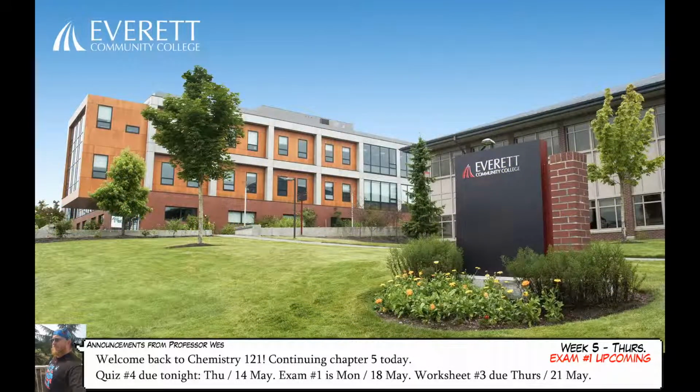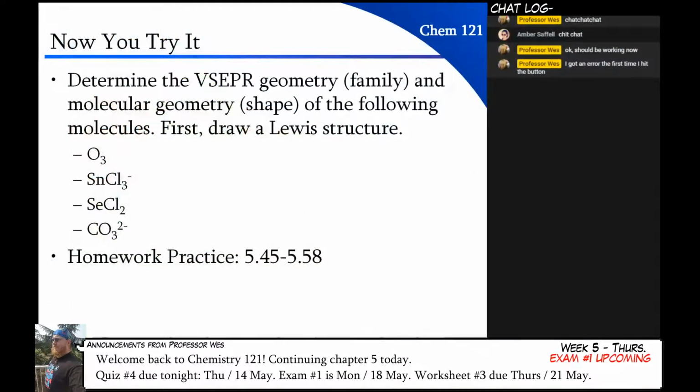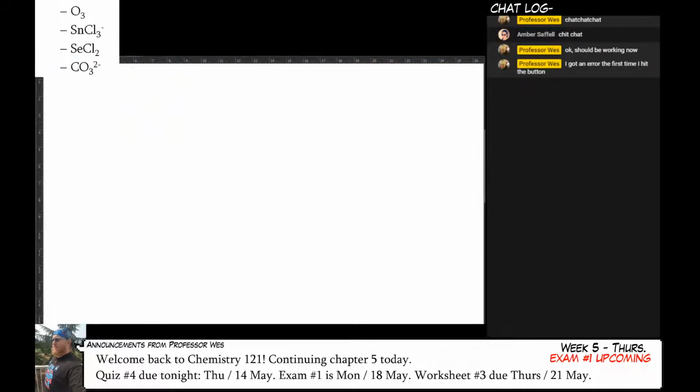We are going to continue with Chapter 5, specifically those problems that we left off on Tuesday. Here they are. We're going to draw these Lewis structures real quick, and we're going to predict the VSEPR and molecular geometry of the structures in question. So let me hit this button here. There's our molecules at the top.